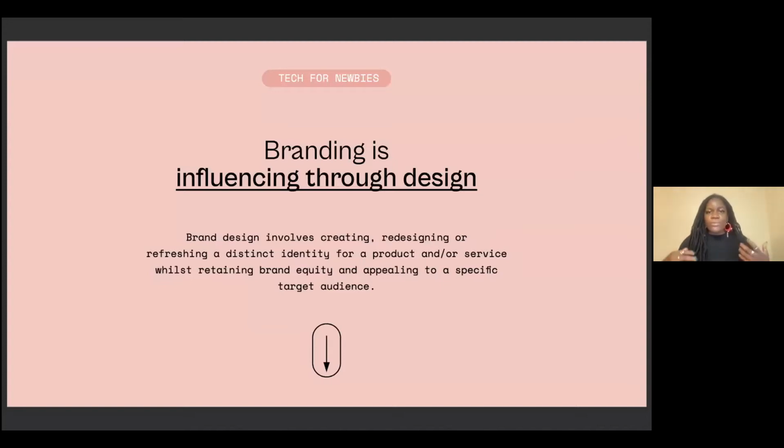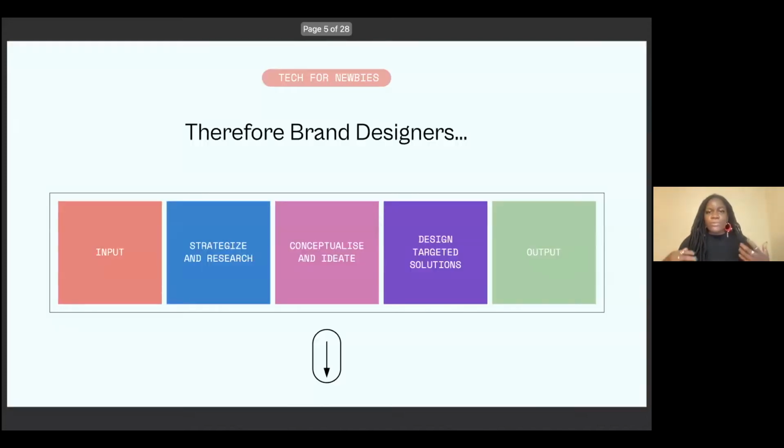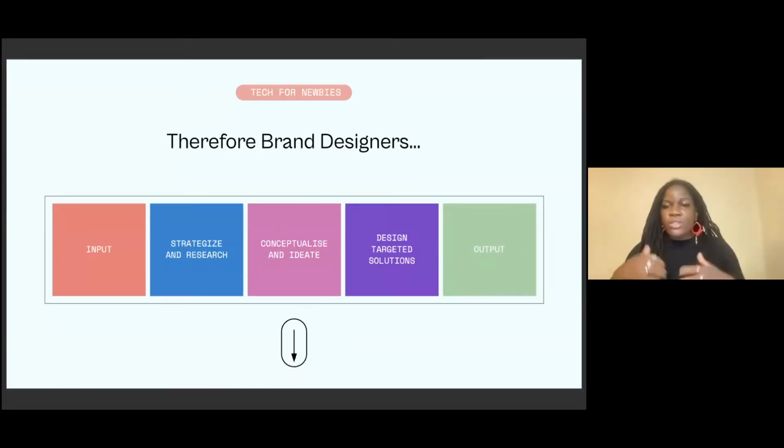So when we are talking as brand designers, what are we actually doing? We're getting some input, right? That could be in the form of a brief from a client who says, hey, I have a company and I want to be able to sell fast food out of Lagos, right? So we are now going to start to strategize and research as to how we can give that company or that business or that product, that service, a look and a feel. So there's a lot of strategy.